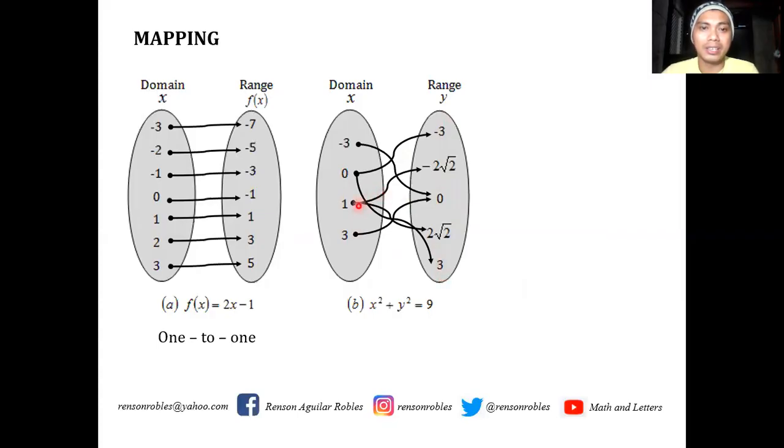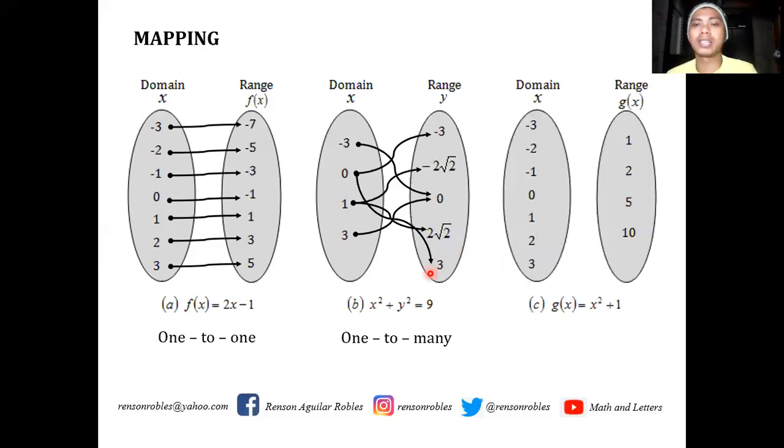One x is mapped to two values of y, and therefore we have a one-to-many correspondence, and therefore the one-to-many mapping cannot be thought of as a function. Another one we have here, g of x equals x squared plus 1. You will notice that when x is -3, g of x is +10. And when x is -2, we have 5, -1 maps to 2, 0 maps to 1.